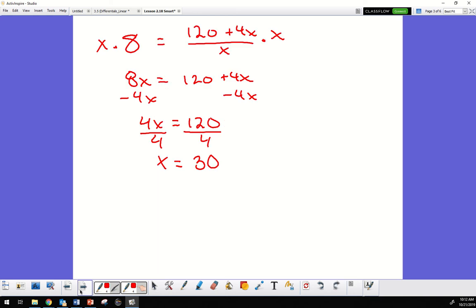Let's plug it in. So I'm going to go back to my scratch paper over here. And we said x is 1/2. So it's going to be c of 1/2 equals 120 plus 4 times 1/2 over 1/2.